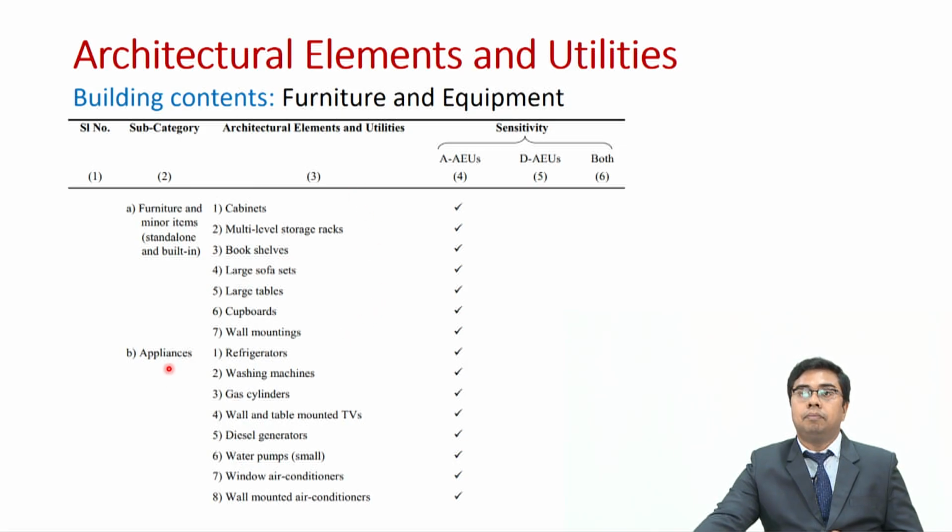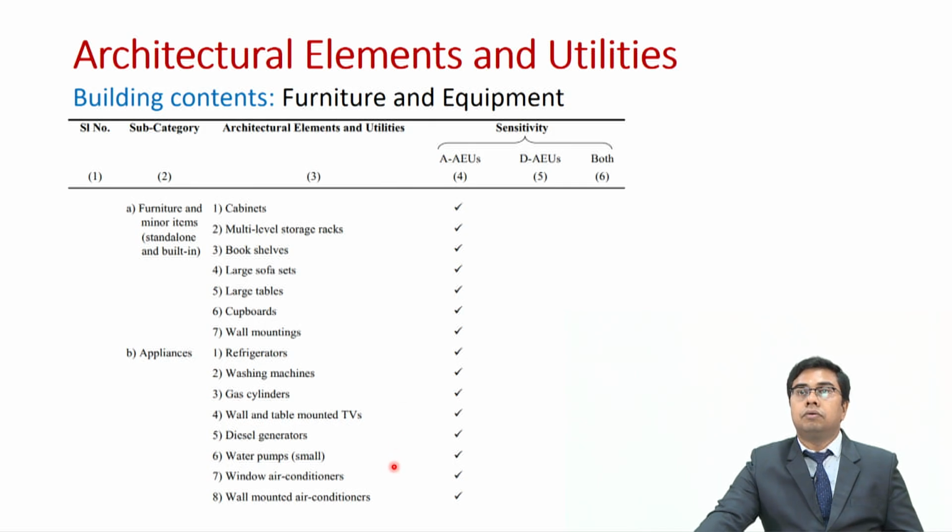At the same time, we have appliances also which are massive and stiff, such as refrigerators, washing machines, gas cylinders, wall and table mounted televisions, diesel generators, water pumps, window air conditioners and wall mounted air conditioners. All of these are stiff and massive. By stiff I mean the acceleration in these appliances shall be almost the same as the acceleration in the wall or floor on which they are mounted.